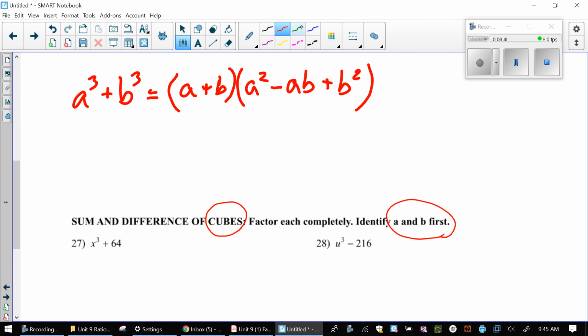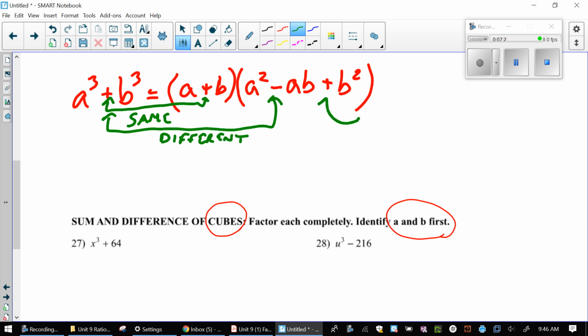So here's the pattern I want you guys to see: this sign, boom, and this sign are always going to be the same. So both of those start with a plus. Our original is a plus, so sum of cubes, our binomial is a plus. Then if we look at it, these two, boom, boom, these are always going to be different. One plus, one minus. And then this little guy right here is always positive. Always a plus.